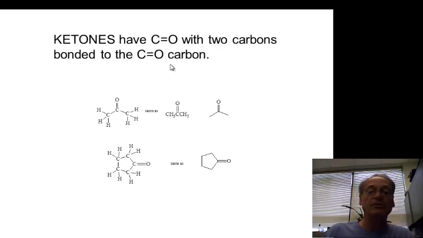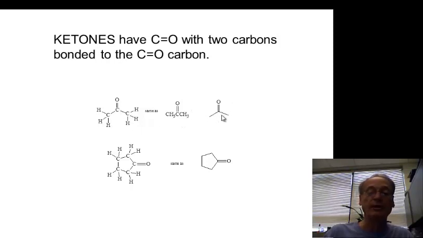Ketones are similar to aldehydes. Ketones also have a C double bond O, but with 2 carbons attached to that carbon, no hydrogens. So if this carbon had a hydrogen on it, it would be an aldehyde. In this case, it doesn't. It has 2 other carbons attached to it, so it is a ketone instead. By the way, ketone is spelled K-E-T-O-N-E, not K-E-Y-T-O-N-E. Common spelling mistake there. But in any case, this is a ketone because it has a C double bond O with carbons on both sides.